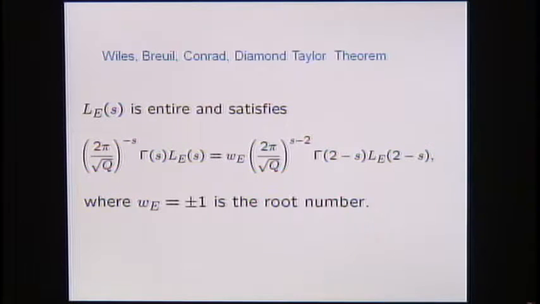There's a conjecture. If W is +1, then the order of vanishing of L at 1 is going to be an even number. And if W is -1, then the order of vanishing at 1 will be an odd number. And so by the Birch-Swinnerton-Dyer conjecture, that order of vanishing should be the same as the rank. And so if W is +1, the rank should be even. And if it's -1, the rank should be odd. That assertion is called the parity conjecture, which is weaker than the Birch-Swinnerton-Dyer conjecture.